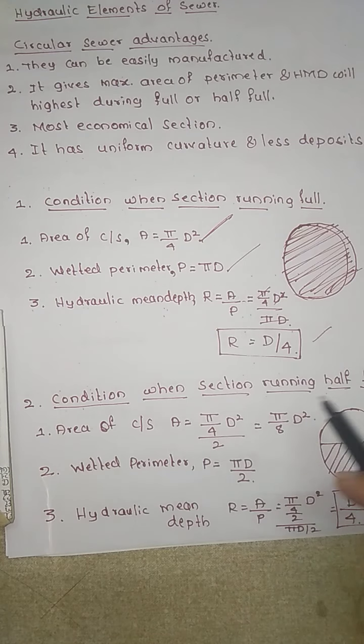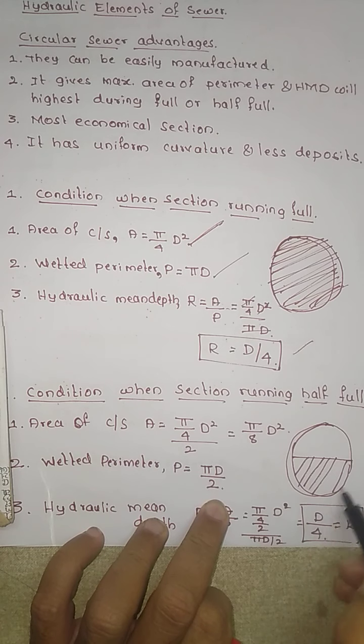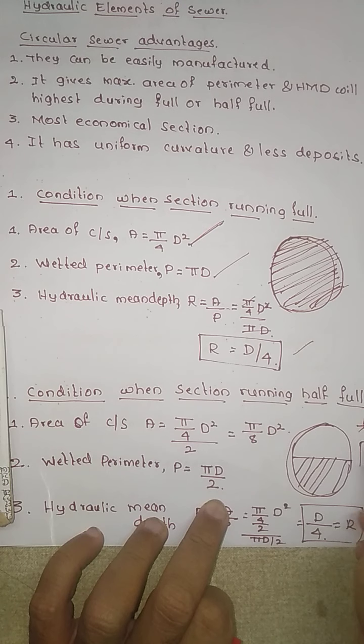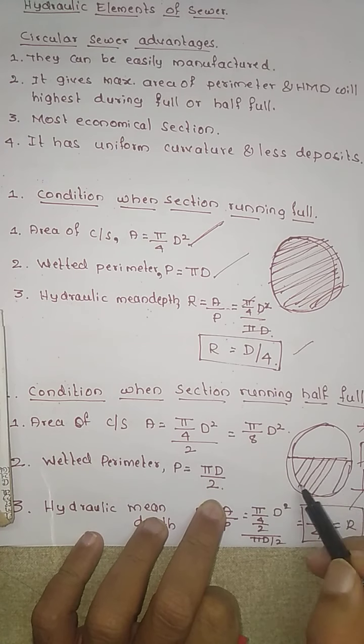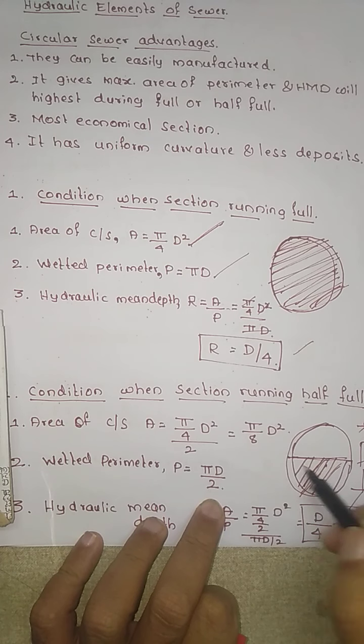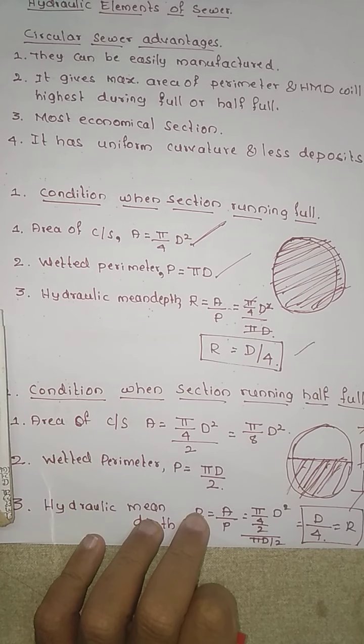Then the condition when the sewer is going to run half full. Suppose this is the sewer with diameter d, running half full, with wastewater till half. At that condition, how are the different formulas going to vary?